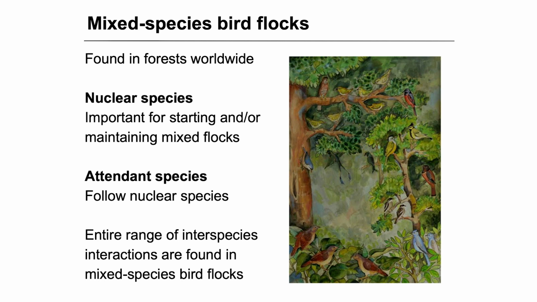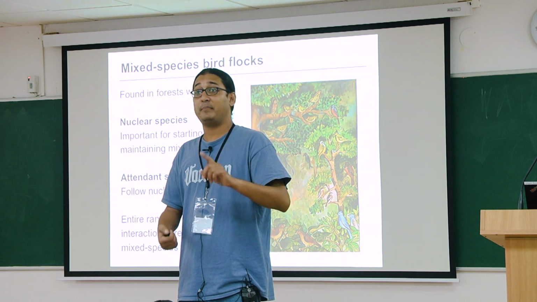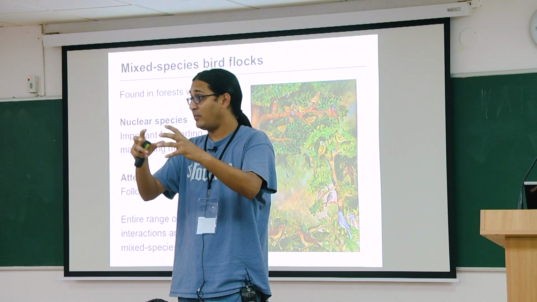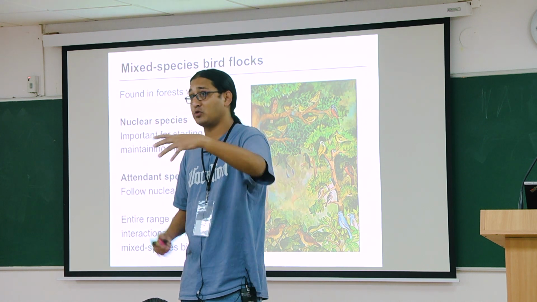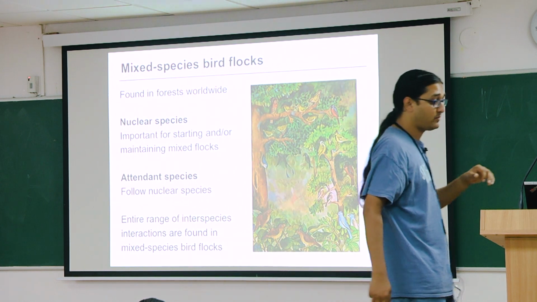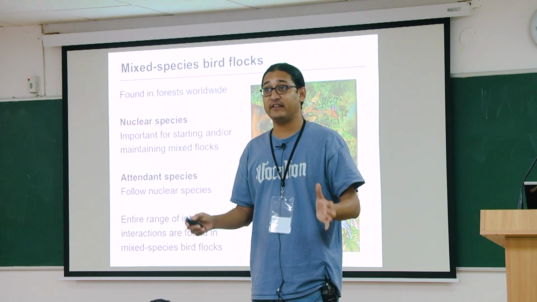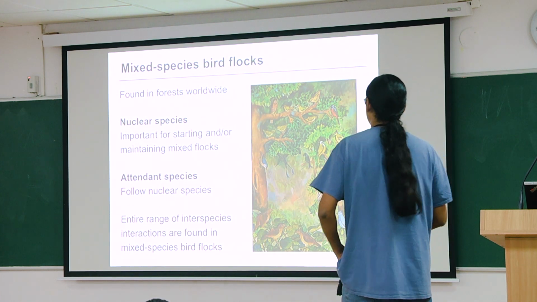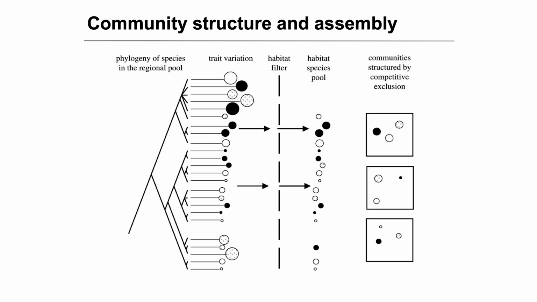And generally in mixed flocks, you can find the entire range of ecological interactions. You can find mutualisms, commensalisms, parasitism, competition. Predation is a major factor that leads to the formation of these flocks, because the more birds there are, the lesser the chances of any one bird being eaten. So predation is a very important reason for why mixed flocks are formed. And there are lots of aspects of mixed species flocks that are very interesting and are yet to be studied. So if anybody would be interested in talking about mixed species flocks, please do talk to me. We'll end with how communities are structured and assembled, how the communities come to be.